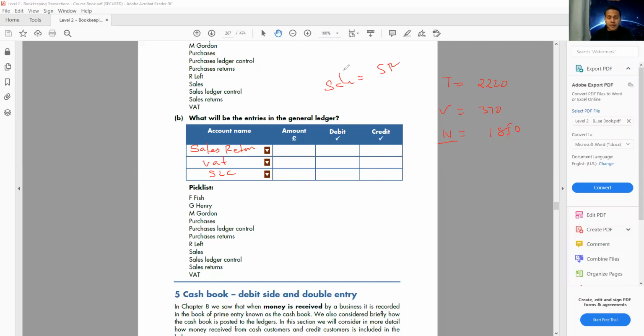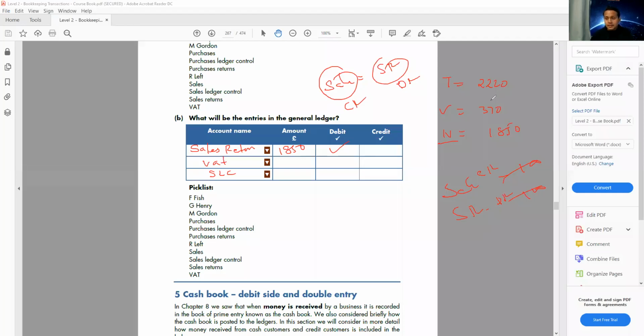Before my sales was credit, now my sales return will be debit because it's a return, so that will reduce my sales. Before I said sales is £100, for example. Now I said sales return is £100. That was credit, that is debit. Debit and credit like a plus and minus, so it will cross each other. So I'm going to say sales return, the total amount 1850, that will be debit.